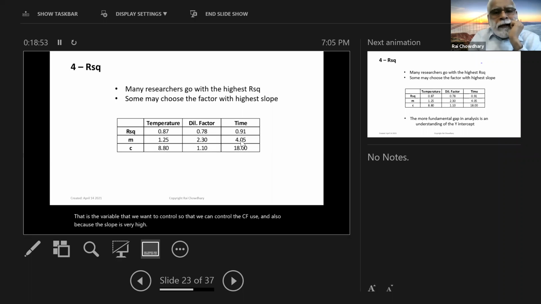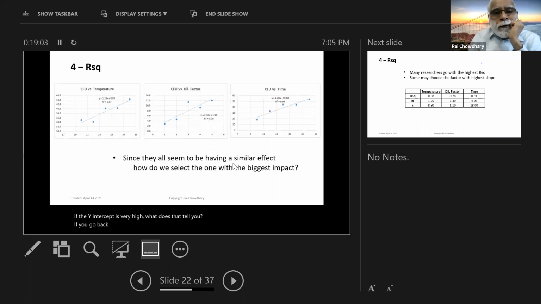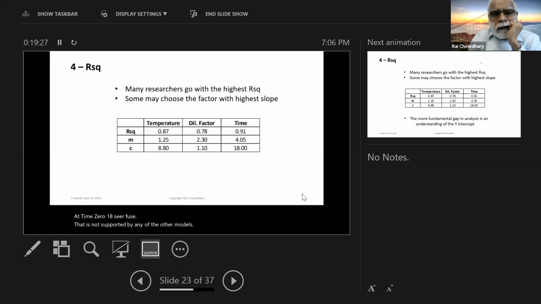But what about this y-intercept? If the y-intercept is very high, what does that tell you? Well, if you go back and study the graph and put 2 and 2 together, this tells you that at time 0, I have got 18 CFUs to begin with. At time 0, 18 CFUs. And that is not supported by any of the other models. Does it mean that we had a contaminated solution to begin with?